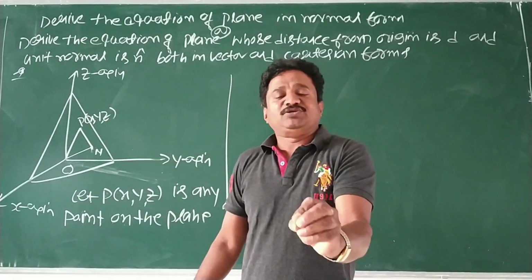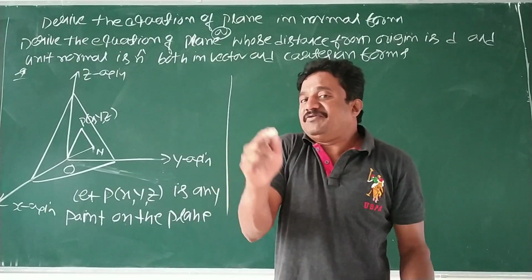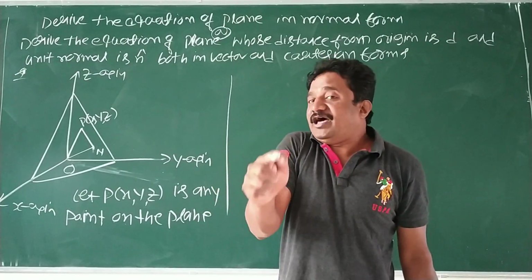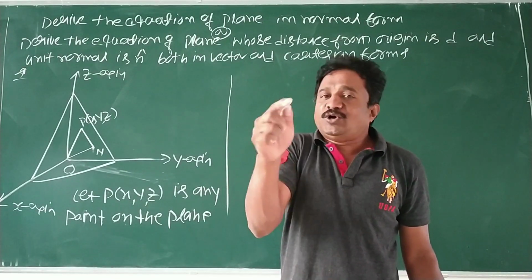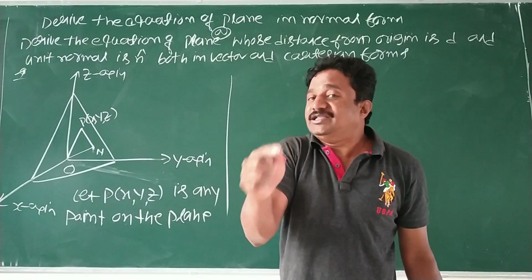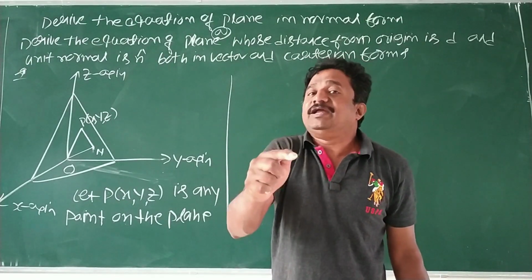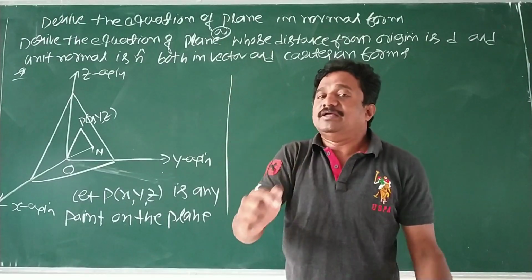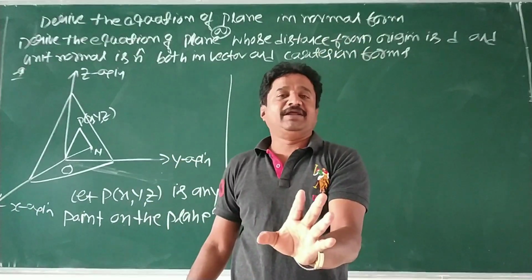One thing you remember, students: while deriving line equations in space, we always take parallel or collinear. While deriving the plane's equation, you must take perpendicular.